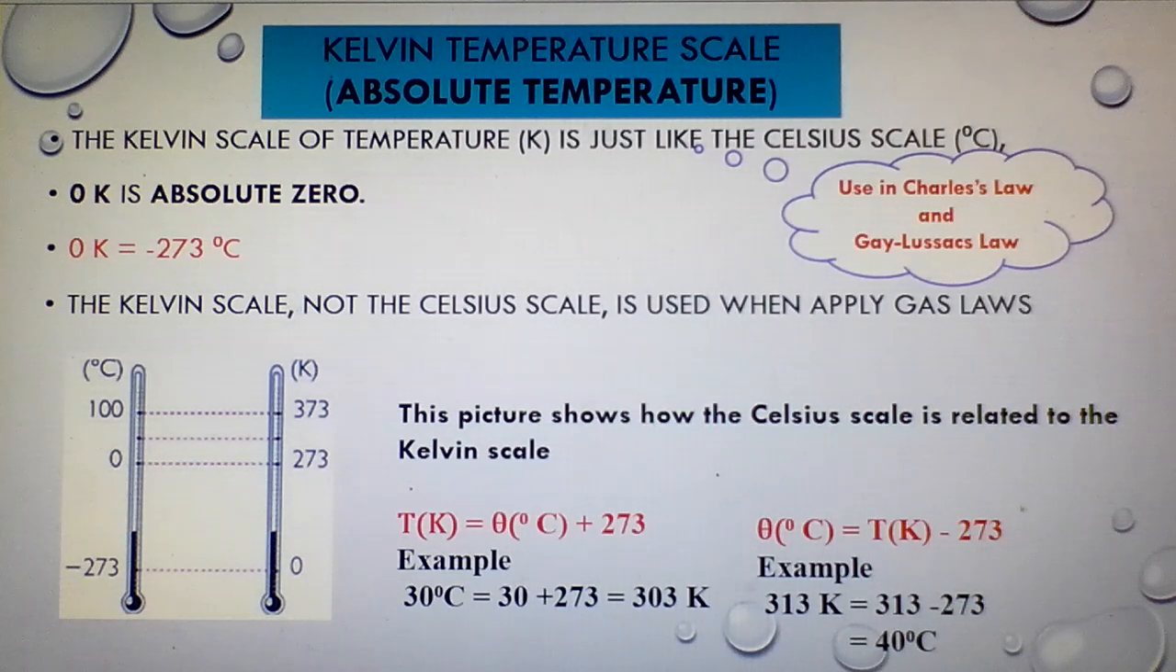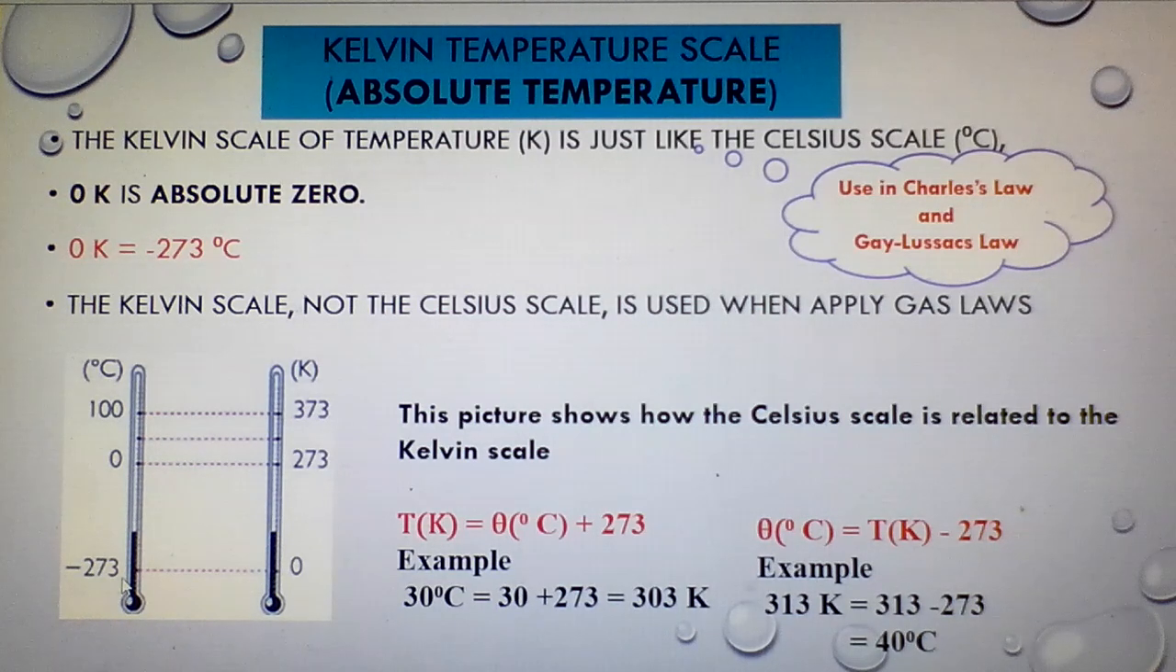Why do we need to discuss absolute temperature, or temperature in Kelvin? Because the gas law is valid when using temperature in the Kelvin scale. Look at this picture, which shows how the Celsius scale is related to the Kelvin scale. Meaning if the temperature is given in degrees Celsius, we can convert to Kelvin, or if given in Kelvin, we can also convert to degrees Celsius.